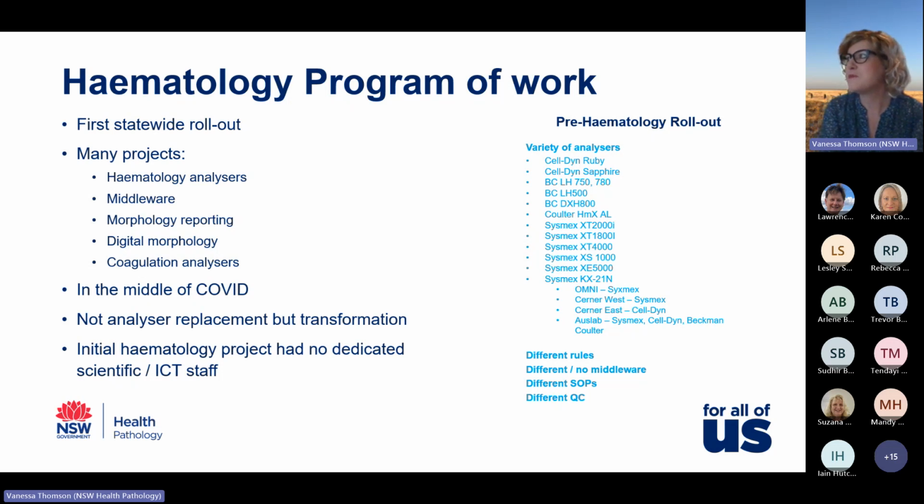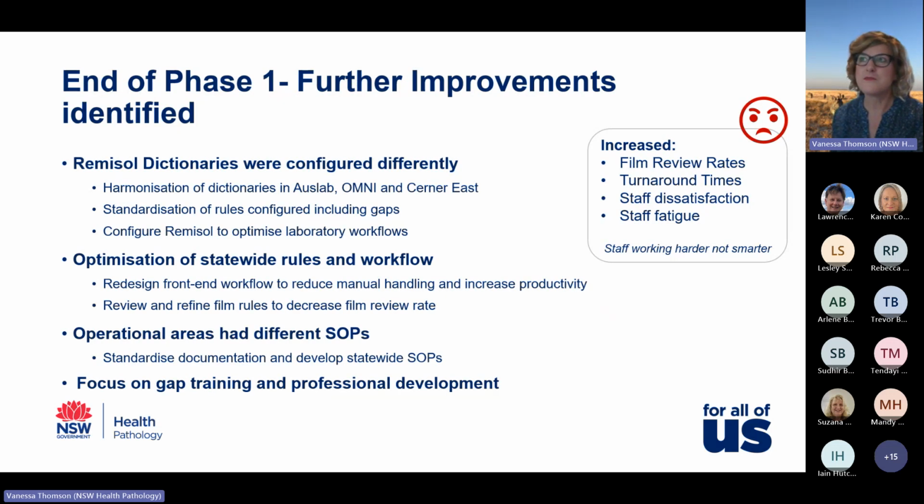We also just want to remind everybody that pre go live, we had a variety of analyzers right across the state, and different rules, different middleware, and different SOPs. So at the end of phase one, look, things weren't optimal. The dictionaries we had realised had been configured differently. The workflows had been optimised across the state, but what we realised is that, with the familiarity with the DXH analyzers, once everybody had familiarity with that, it was worthwhile going back and having a look at the rules and the workflow.